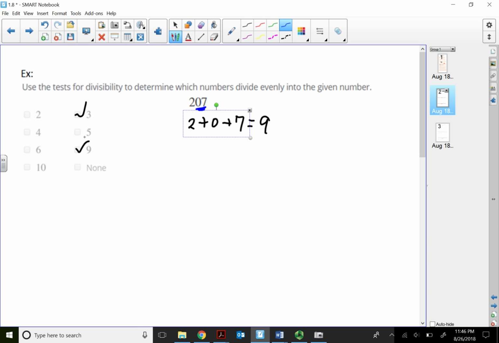5. 5 can only go into numbers that end with a 0 or 5 in the ones position, which it is not, so no. 6 is a no, because in order for 6 to go into 207, it has to be divisible by both 2 and 3. All right, 10. 10 is a no, because 10 can only go into numbers ending in 0. So 3 and 9 are the only answers that you check.